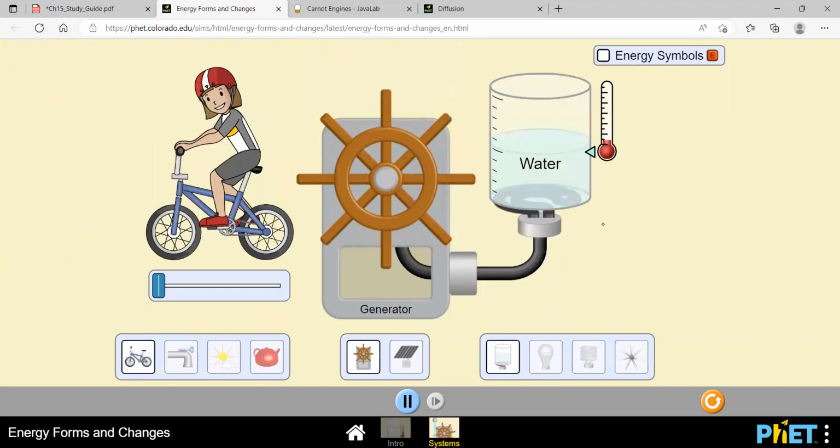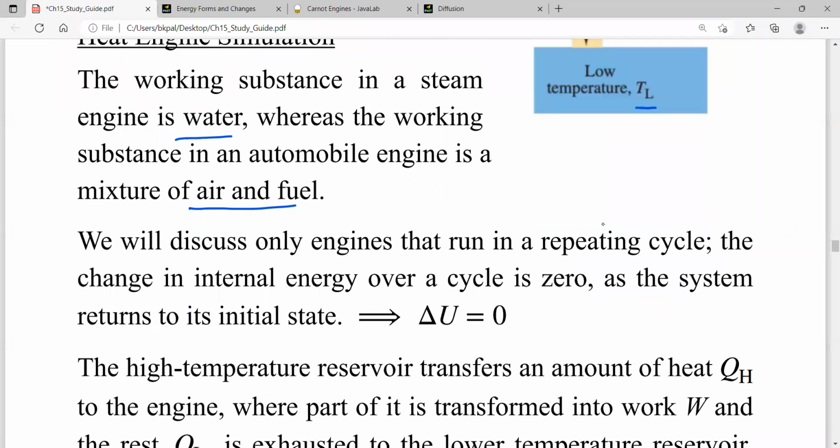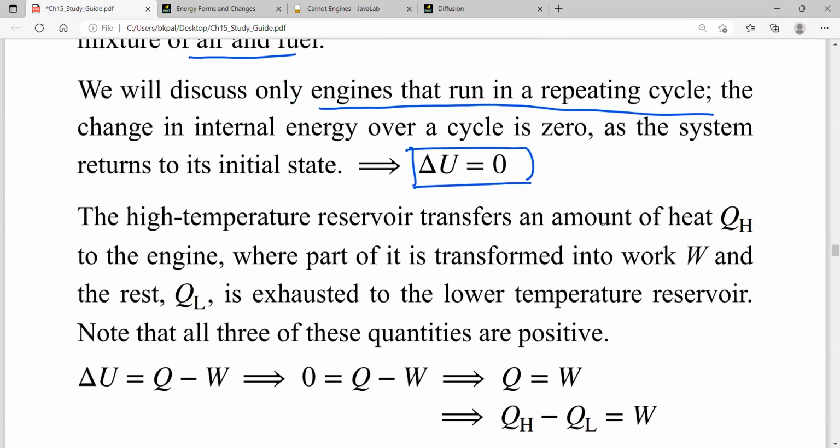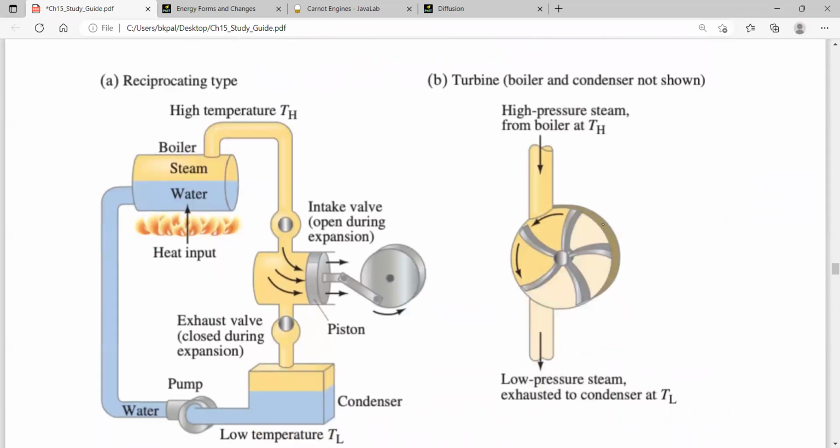All right. Now we are interested in the engine that runs in a repeating cycle. The benefit of an engine that runs in a repeating cycle is that delta U is equal to 0. There is no change in internal energy. Let me show you how. First let me show you, and then go back to the last slide. Here you see a better schematic diagram for a heat engine where we use the repeating cycle.